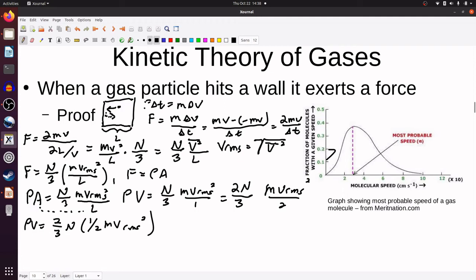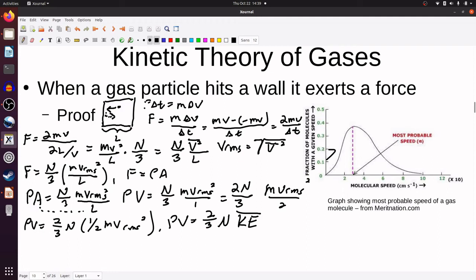Yeah, 1/2 mVRMS squared. So that's actually going to give us the average of the kinetic energies. So PV is then equal to 2/3 n KE bar, the average of those kinetic energies. So this relates the average of the kinetic energies of all those particles to the pressure and the volume experienced by some gas in a box, so to speak. And so that's kind of cool.